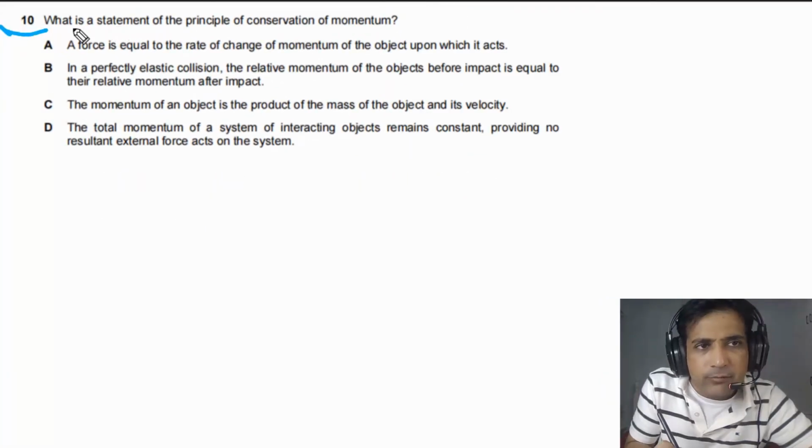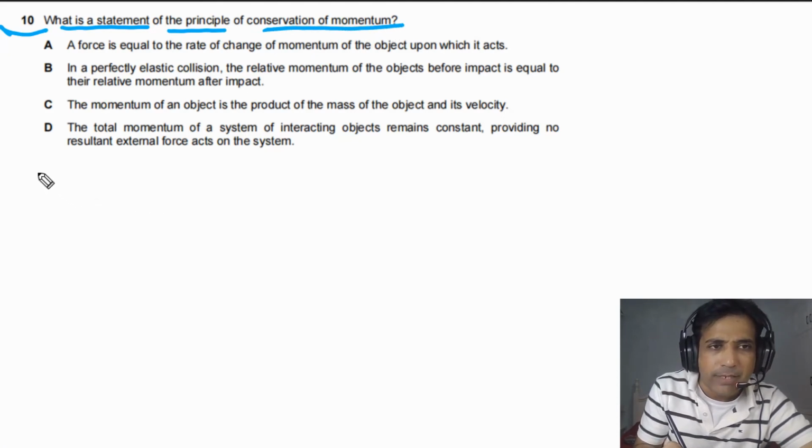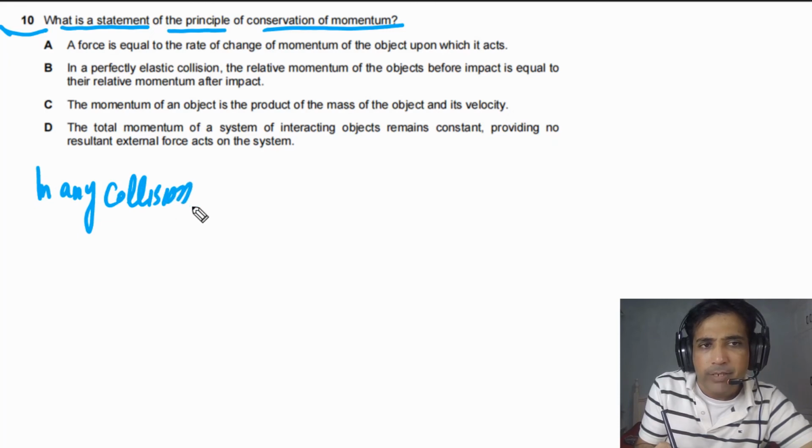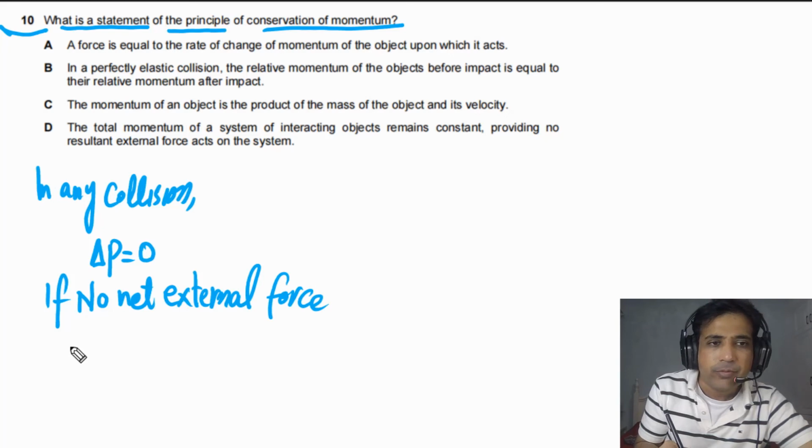For question number 10, we need to find out what the statement of the principle of conservation of momentum is. The principle of conservation of momentum simply tells us that in any collision, let's try to understand first of all what the principle of conservation of momentum is. In any collision, the change in momentum is equal to 0. It means momentum is conserved if no net external force is acting on the system. No net external force acting on the system, then momentum in any collision is conserved.